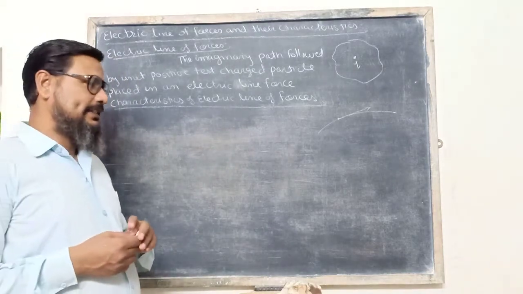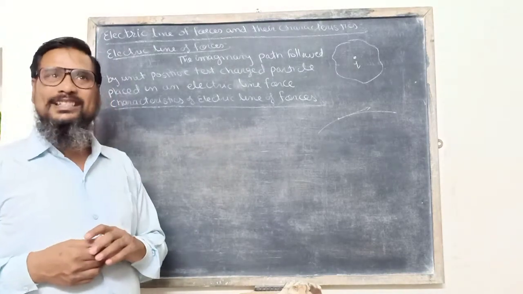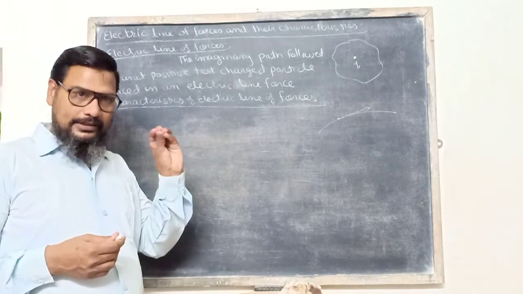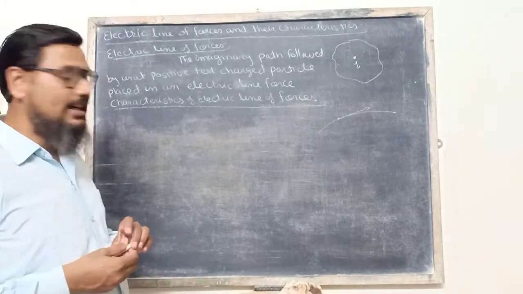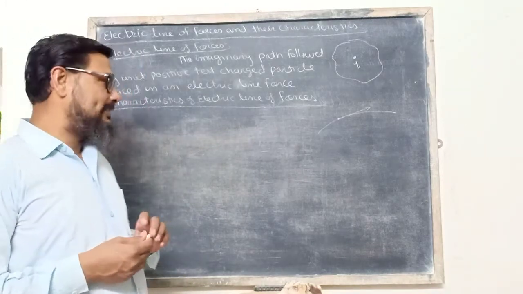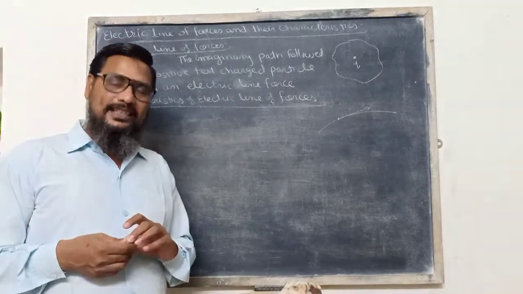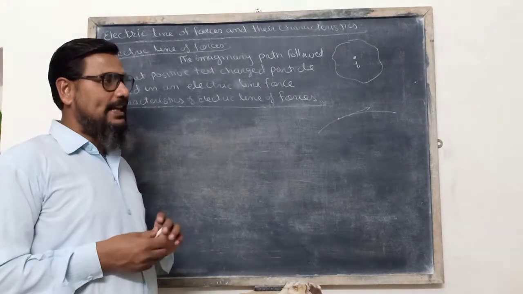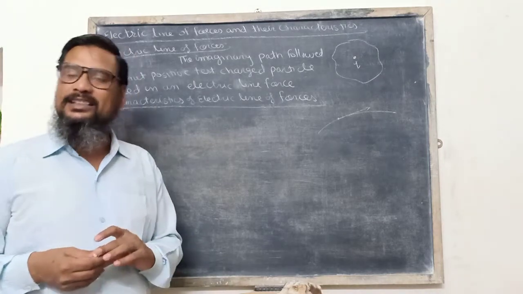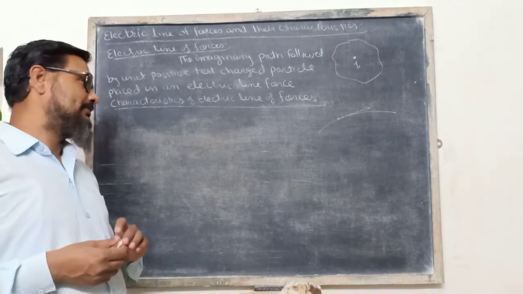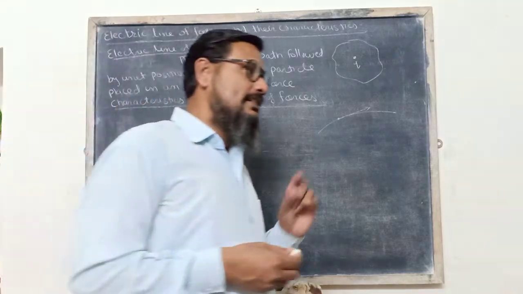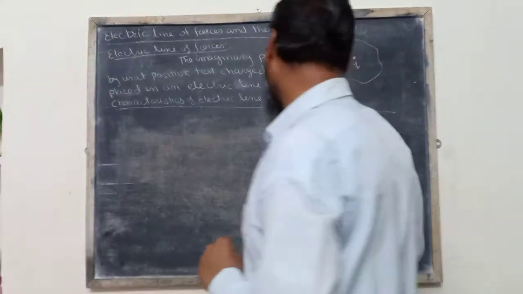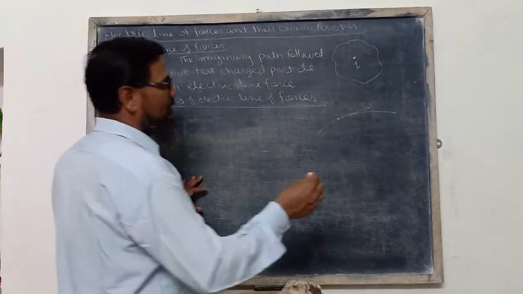The third characteristic of electric line of forces is that electric line of forces are curves on which a tangent drawn at a certain point gives the direction of electric field intensity at that region. And the last one, electric line of forces never cross each other.